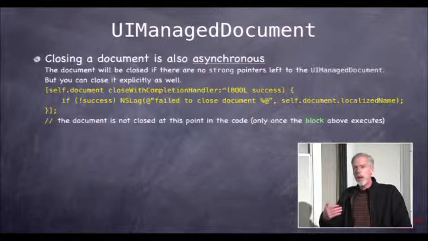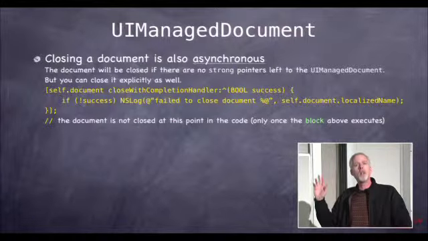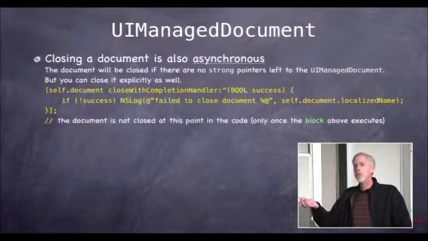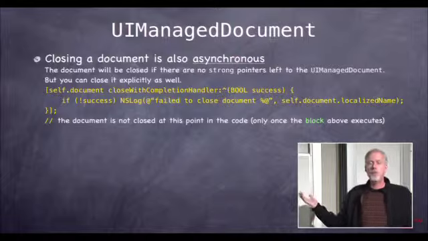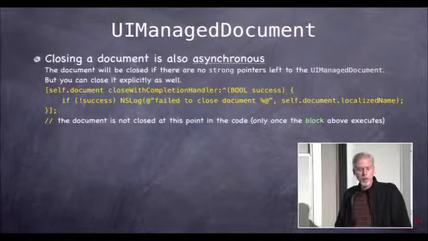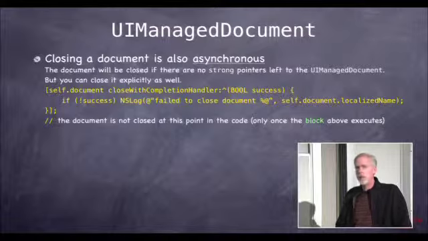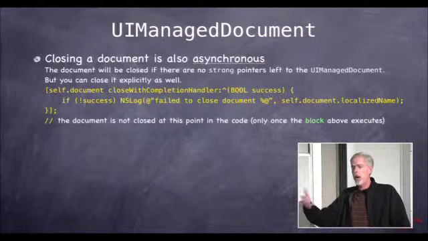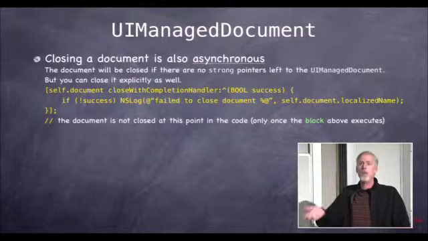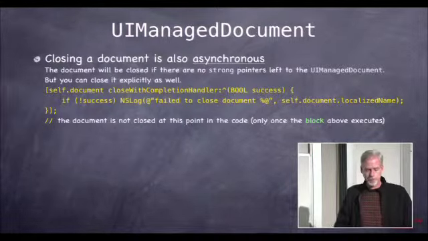If a UIManagedDocument has no more strong pointers to it, it will automatically be closed. So if you just stop pointing to a UIManagedDocument and no one else points to it, it'll get closed. So not to worry, you don't have to do an explicit close. It's kind of like the autosave. But generally you would want to do a close if you looked at a document and you got the information and now you're done with it, and maybe you moved on to another document. Close the previous one, move on to the next one.